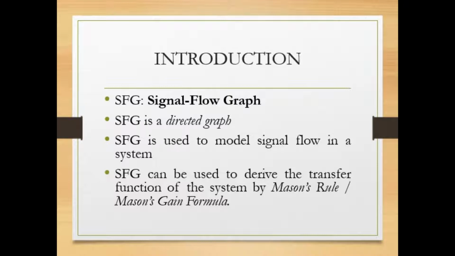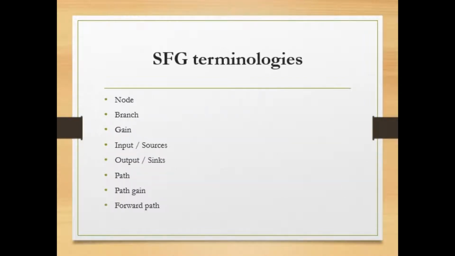Next we'll see, considering an example, what is a node, what is a branch, what is a directed branch, everything. Before we go to an example, we should know a few of the terms related to the SFG or signal flow graph. We have many terminologies associated with the signal flow graph. First is node, branch, gain, input or the source, output or the sink, path, path gain, forward path, and we have a feedback path, loop gain, and non-touching loops also.